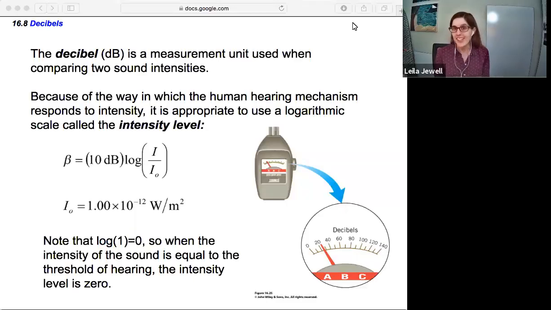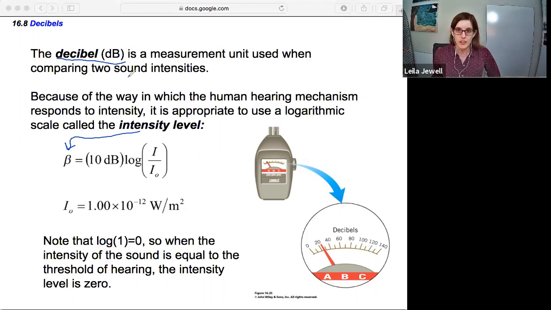Section 16.8, decibels. The decibel, abbreviated little d, big B, dB, is a measurement unit used when comparing two different sound intensities. Because of the way the human hearing mechanism responds to intensity, it's appropriate to use a logarithmic scale called the intensity level. The intensity level is this variable beta here. It's a B with an extra little tail on it, another Greek letter. And it's measured in units of decibels.